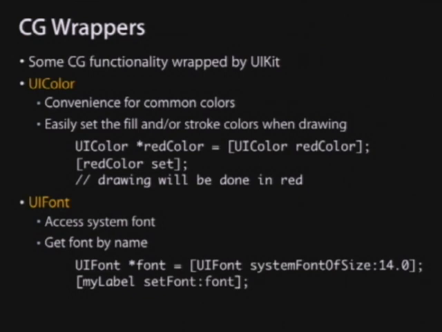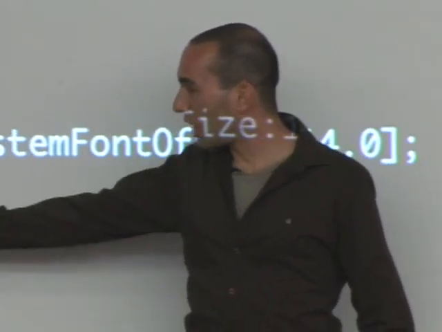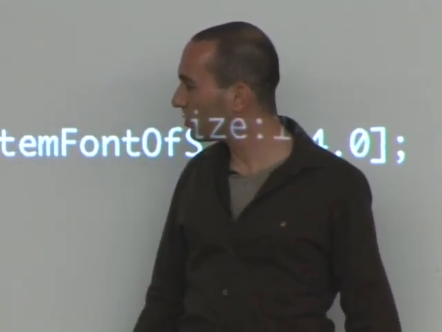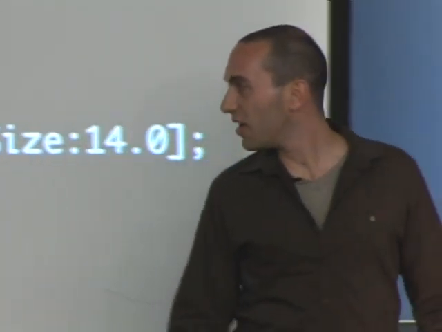But there's also different things you can do that will tell the context to set itself properly. So if I say redColor set, it'll set the color for filling and for stroking. I can say setFill and I can say setStroke on a UIColor. And then of course a UIFont, I can get the system font, which by default is Helvetica. There's some small set of fonts available on the phone. I believe you can also bring your own in. In this example, which is a bad example, this is actually setting a font on a label, which is a UIView object.